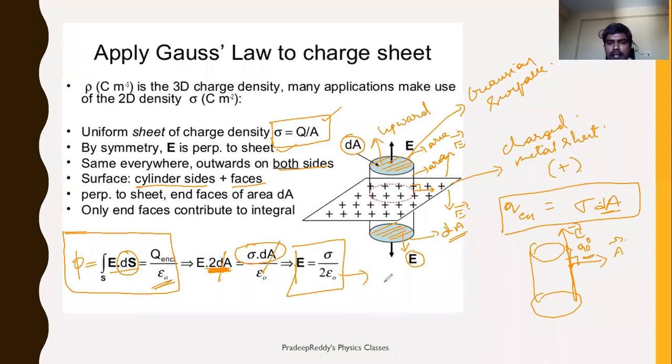This is on any side of the sheet. Electric field E is equal to sigma by 2 epsilon naught. This is the important thing which we have already derived. Using a metallic sheet, we have calculated electric field and we have got the same relation, sigma by 2 epsilon naught, right? So likewise, here using Gauss law, within 2 steps, we have calculated electric field due to this metallic sheet, which is having a positive charge. So E is equal to sigma divided by 2 epsilon naught.